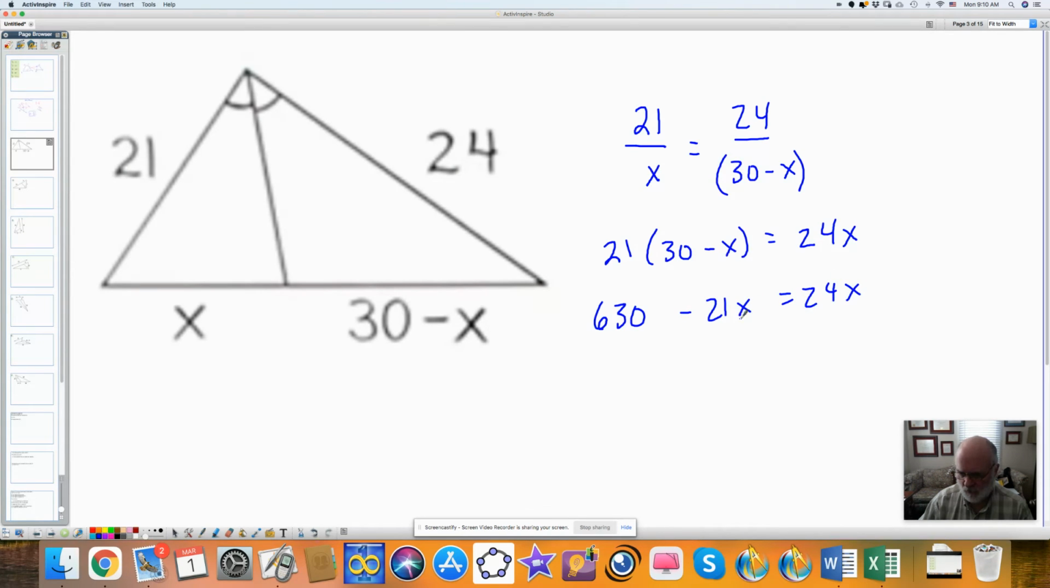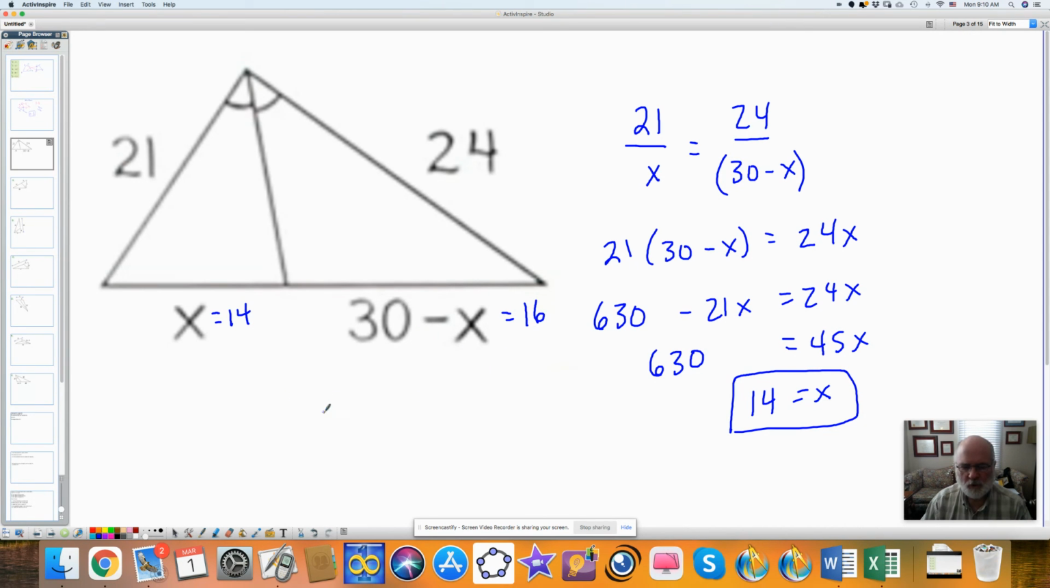I'll add 21X to both sides. 45X is equal to 630, and divide both sides by 45 to get X is equal to 14. And I may have been asked to find X. If I wanted to find both of these, this would equal 14, and 30 minus 14 is equal to 16.